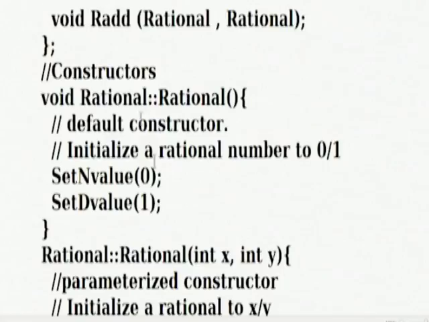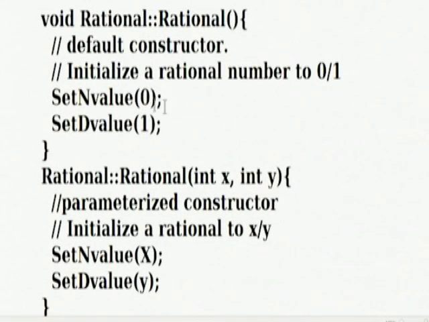Here is an rAdd function which I have written. It has two rational things. Now I have these constructors. Notice that the constructors are using set n value, set d value, etc. We'll discuss these things in detail. I've just given you a glimpse of how the rational class is being defined, and we'll discuss the details of the implementation in the Friday lecture.